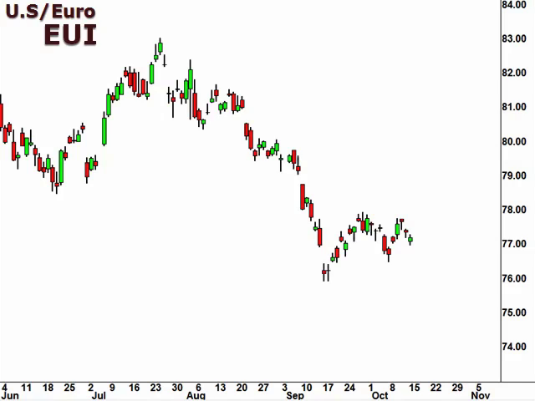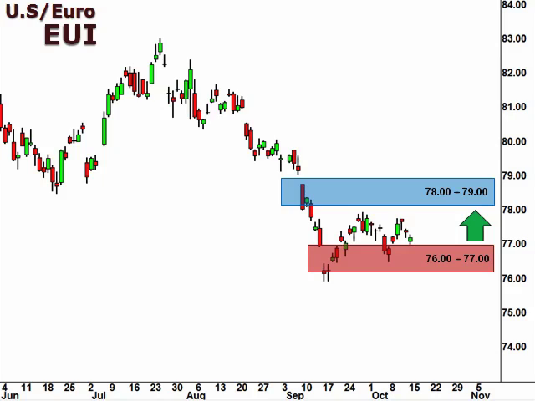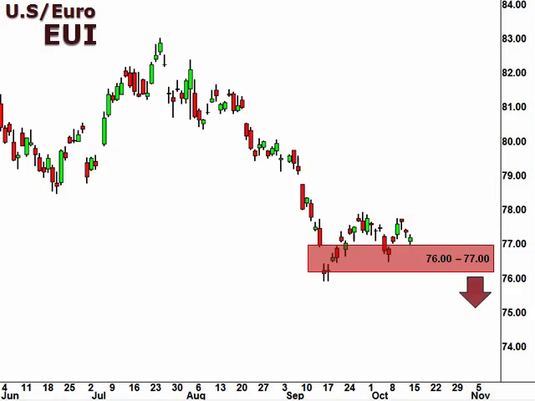Let's take a look at the US dollar versus the euro as seen here in the EUI. Well, the 76.77 level remains an important support for the EUI. A bounce this week is likely to meet with resistance at 78.79. A close below 76 lends credibility to a continuation of the downtrend.